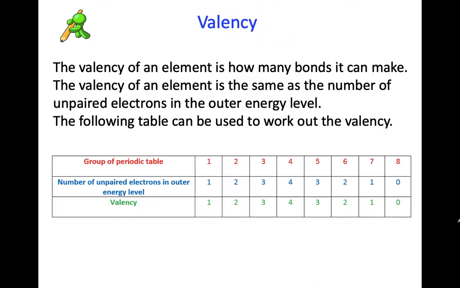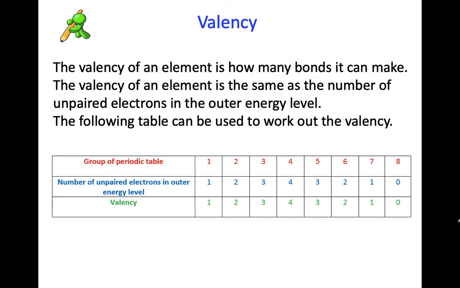So that brings us on to the topic of valency. Now, the valency of an element is how many bonds it can make. The valency is the same as the number of unpaired electrons in the outer energy level. So if you were to look at page 6 of your data booklet and find any element and look at the number of unpaired electrons in the outer energy level, that will tell you how many bonds that element can form. Now the following table here can be used to work out valency.